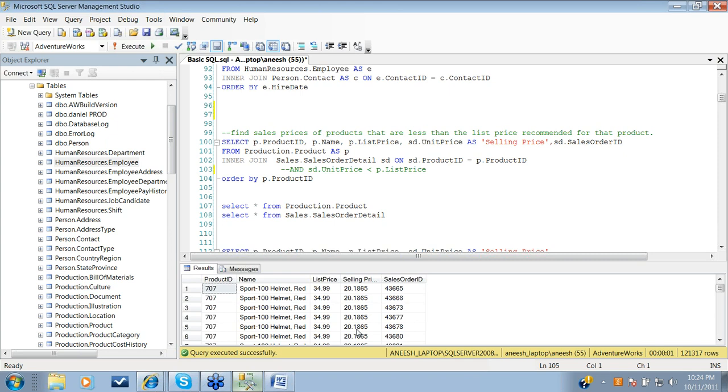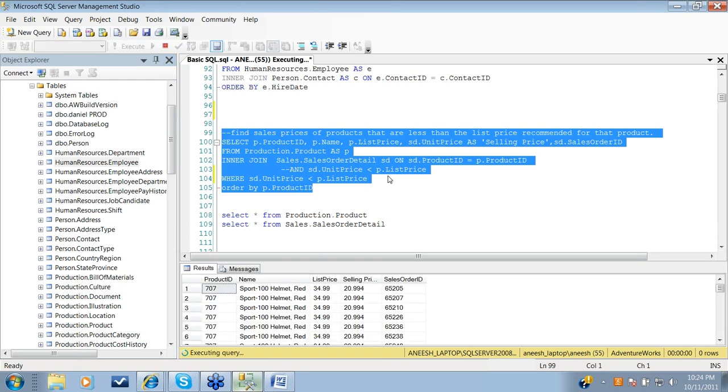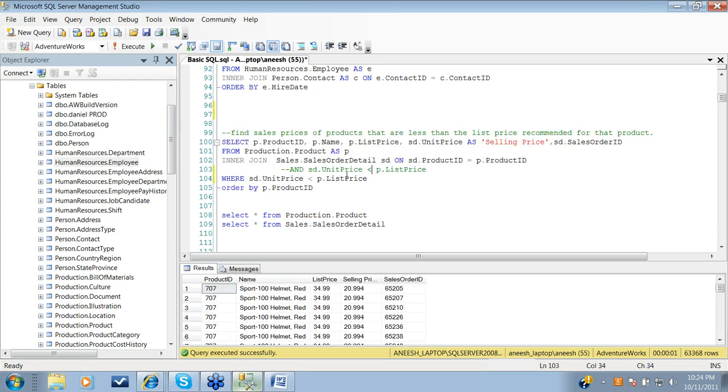So this is the record set you have, right? This displays everything, and if you only want to see those records where the selling price is less than the list price, how do you do that? You will say WHERE. You can use the same condition here. This will give you the same result as doing it at the join condition. So the same thing can be done in two different ways. You can implement it as part of the join condition, or you can do it as part of the where condition. Which one is the better choice?